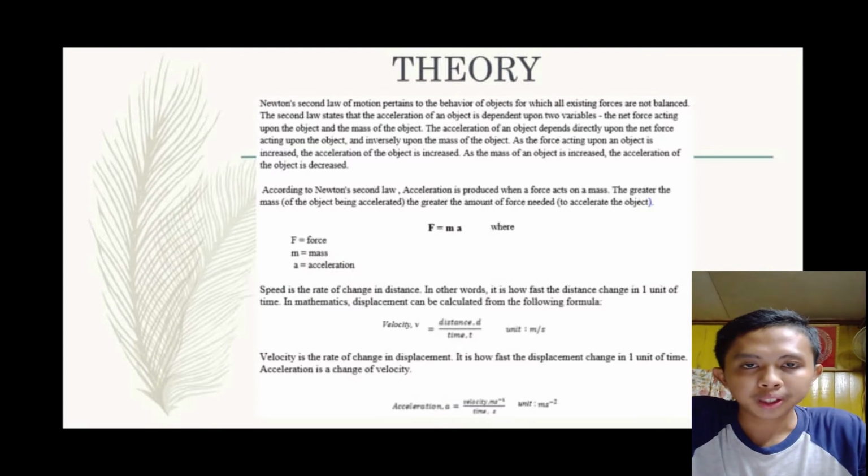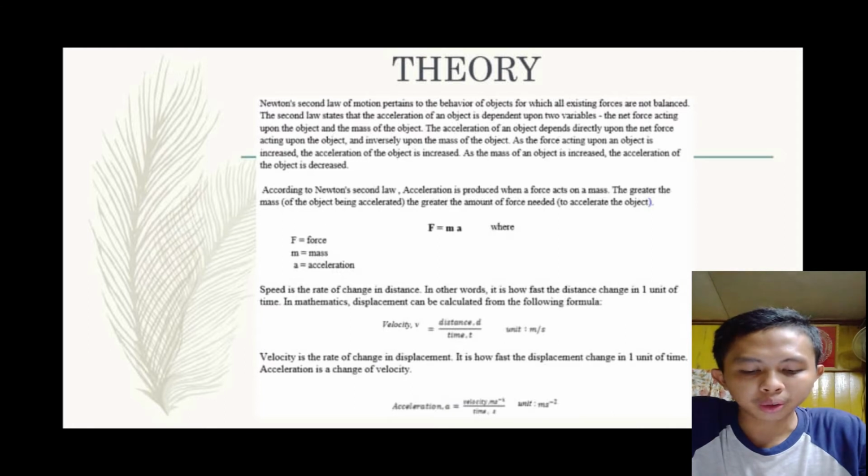Part 2, theory or introduction. Newton's second law of motion applies to objects for which all exerted forces are not balanced. The second law states that the acceleration of an object is dependent upon two variables, the net force acting upon the object and the mass of the object. The acceleration of an object depends directly upon the net force acting upon the object and inversely upon the mass of the object.